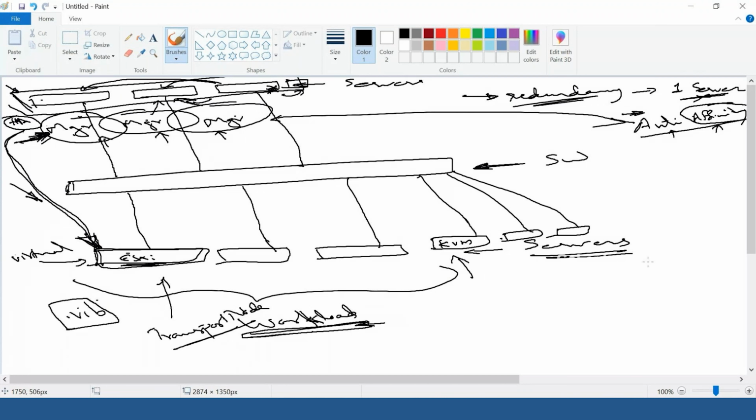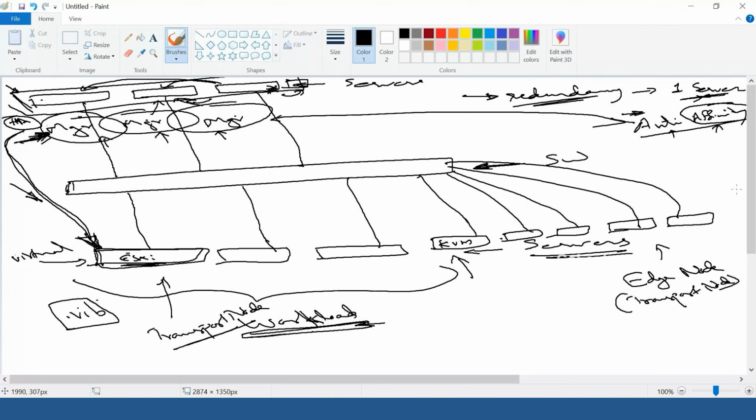Now we have another set of nodes which we call edge nodes. Edge node is also a transport node. So what is this edge node? Any communication from inside your data center to the outside world will be through the edge node. Simply, it is like a node which is sitting at the edge of your data center.